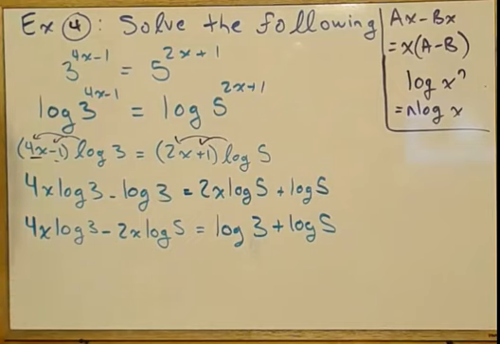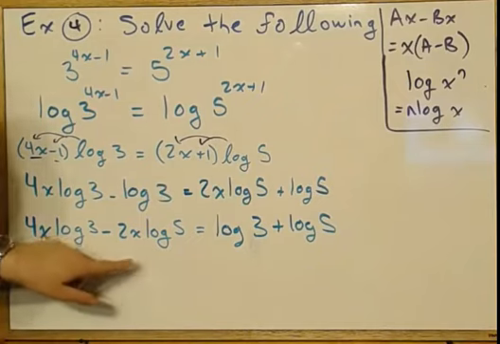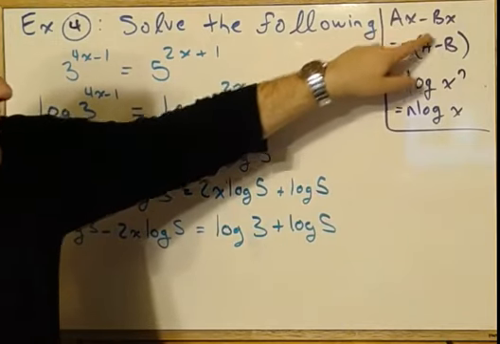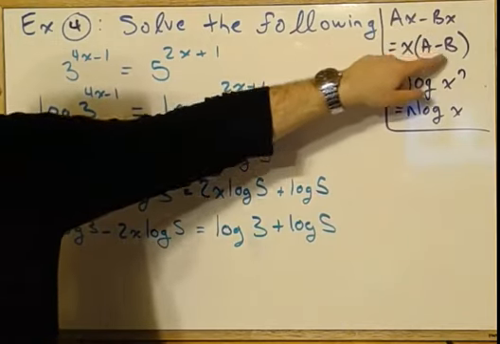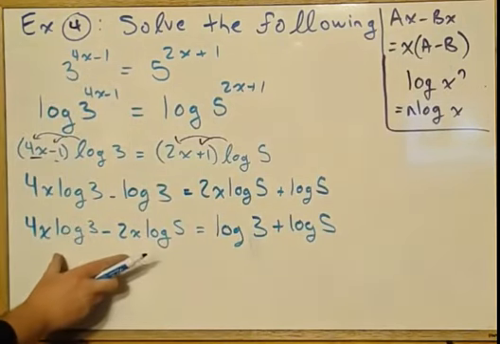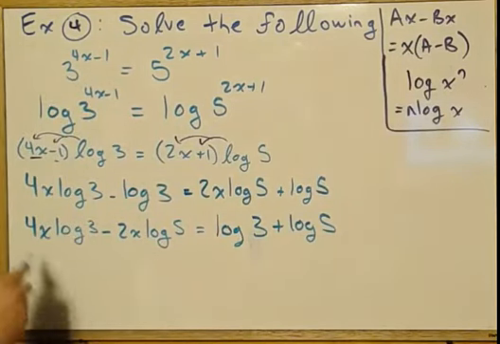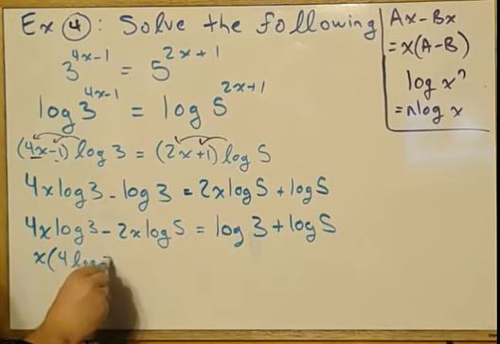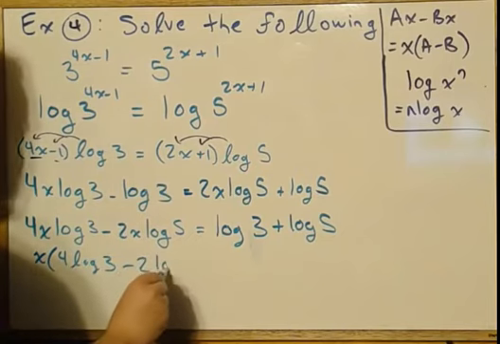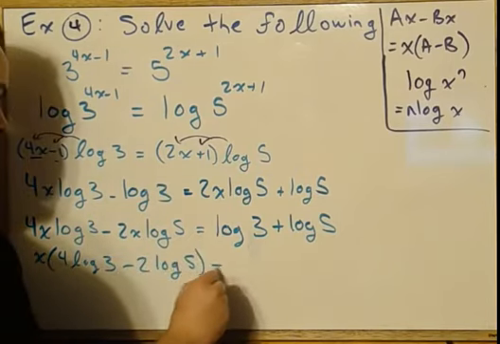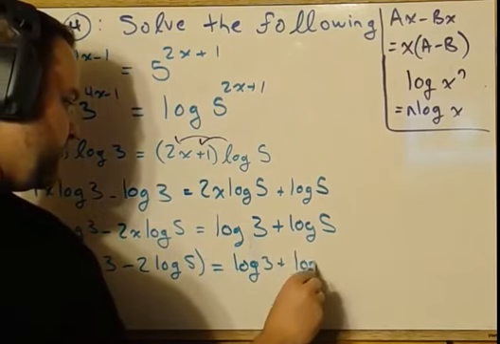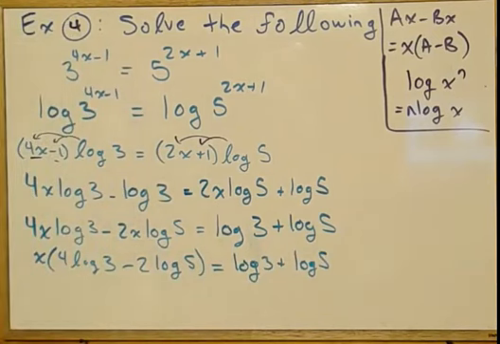Now we make use of this information. Both of these contain an x, and essentially this is a glorified version of this: ax minus bx is the same thing as x times a minus b. So we can factor out an x from both terms here. Factoring out an x, we will have 4 log 3 minus 2 log 5 is equal to log 3 plus log 5.